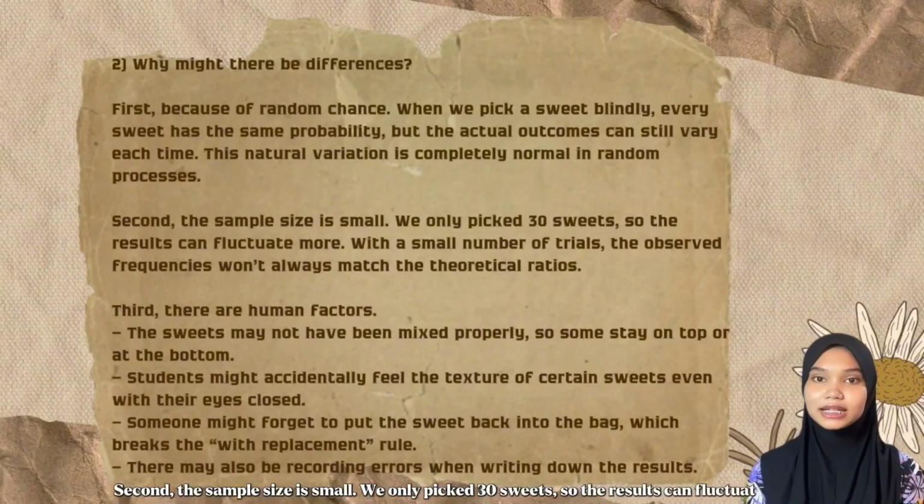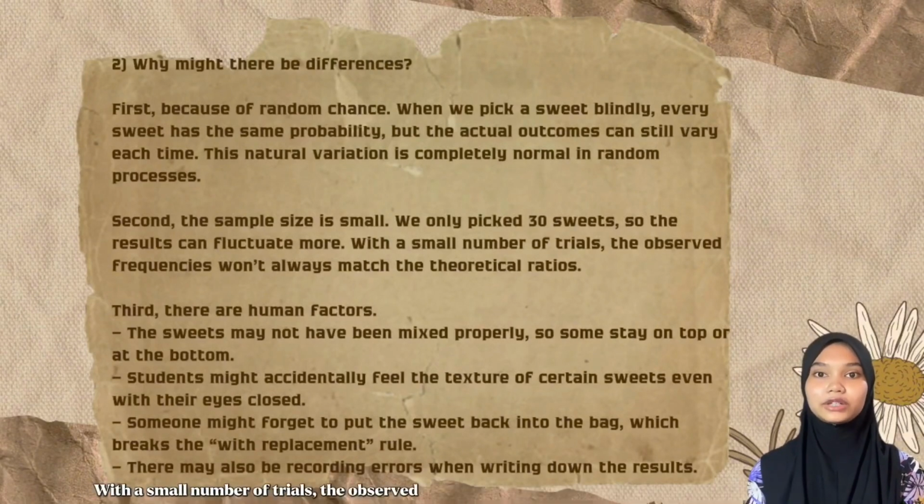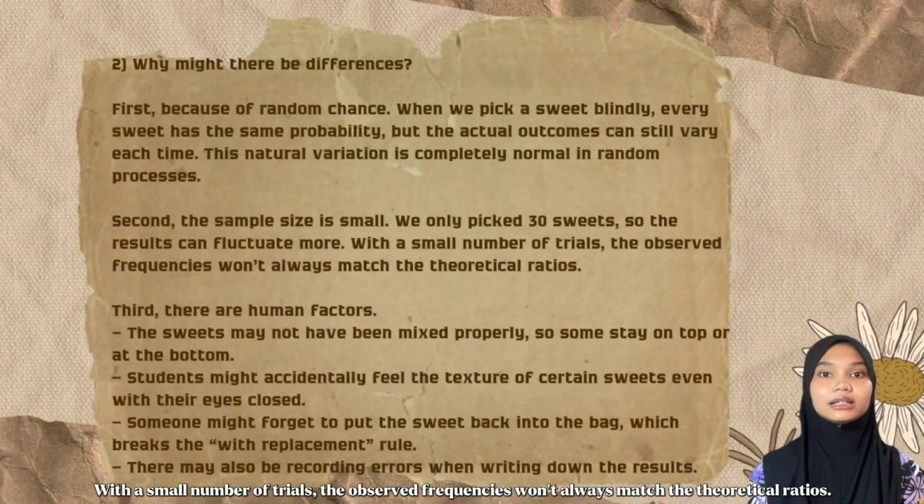Second, the sample size is small. We only pick 30 sweets, so the result can fluctuate more. With a small number of trials, the observed frequencies will not always match the theoretical ratios.